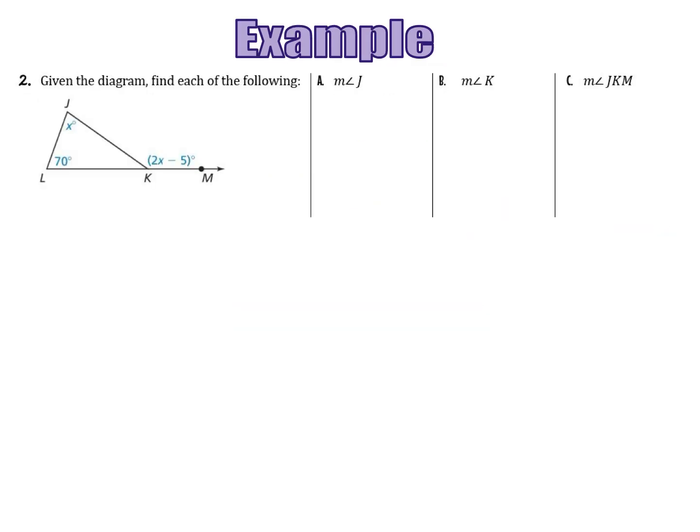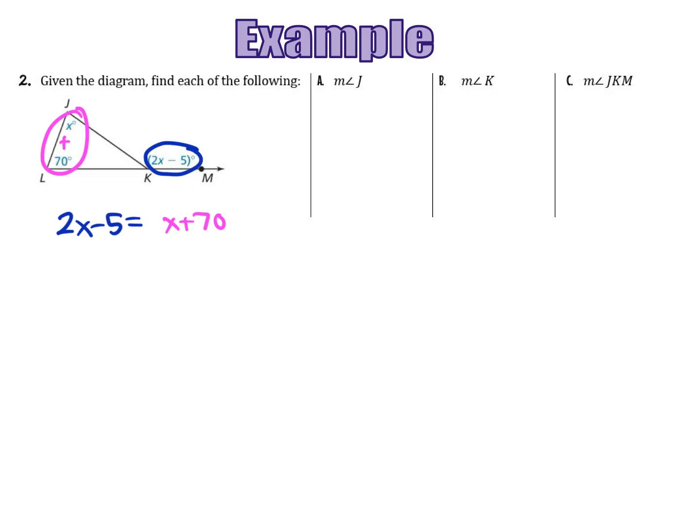All right, for number 2, we have an exterior angle, and the exterior angle theorem says that this angle is going to be equal to the sum of the two angles that it's not touching, that it's not adjacent to.